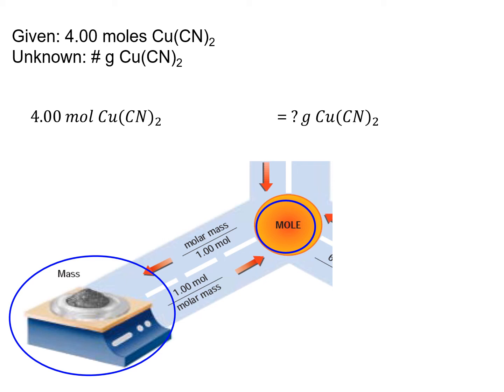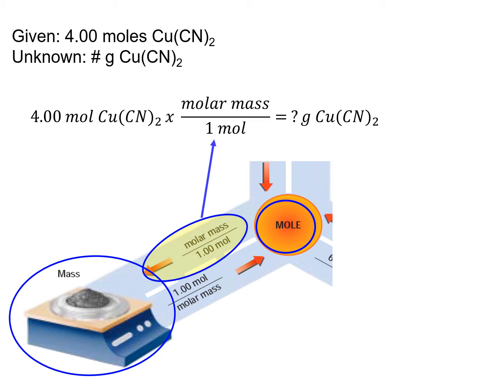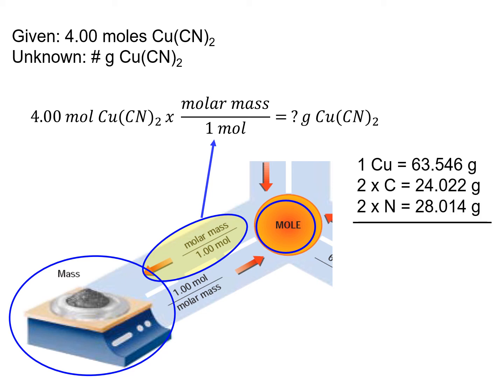I look at my mole roadmap and I make a plan. I start in the middle at moles. I go down to mass. I need the conversion factor of molar mass over 1 mole. I have to supply the specific information. So I want the molar mass of copper 2 cyanide over 1 mole of copper 2 cyanide.